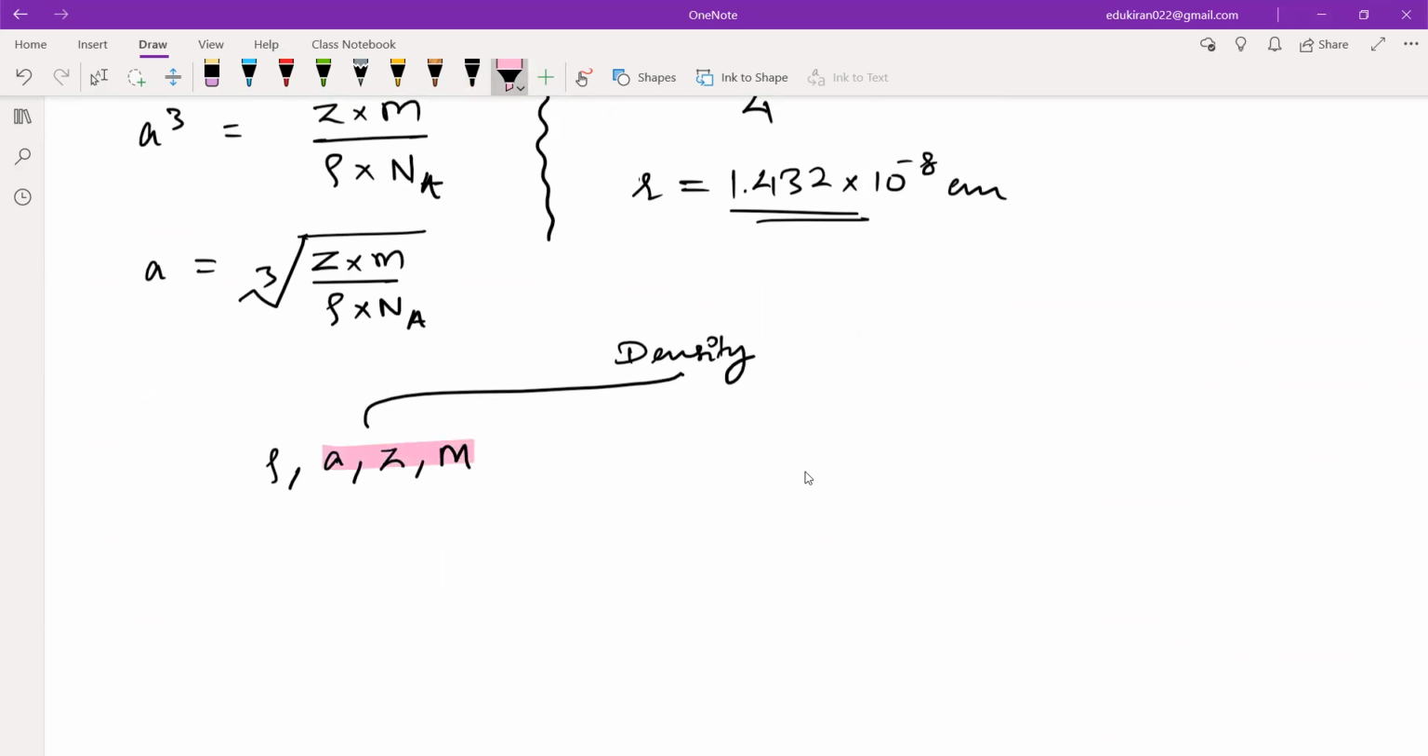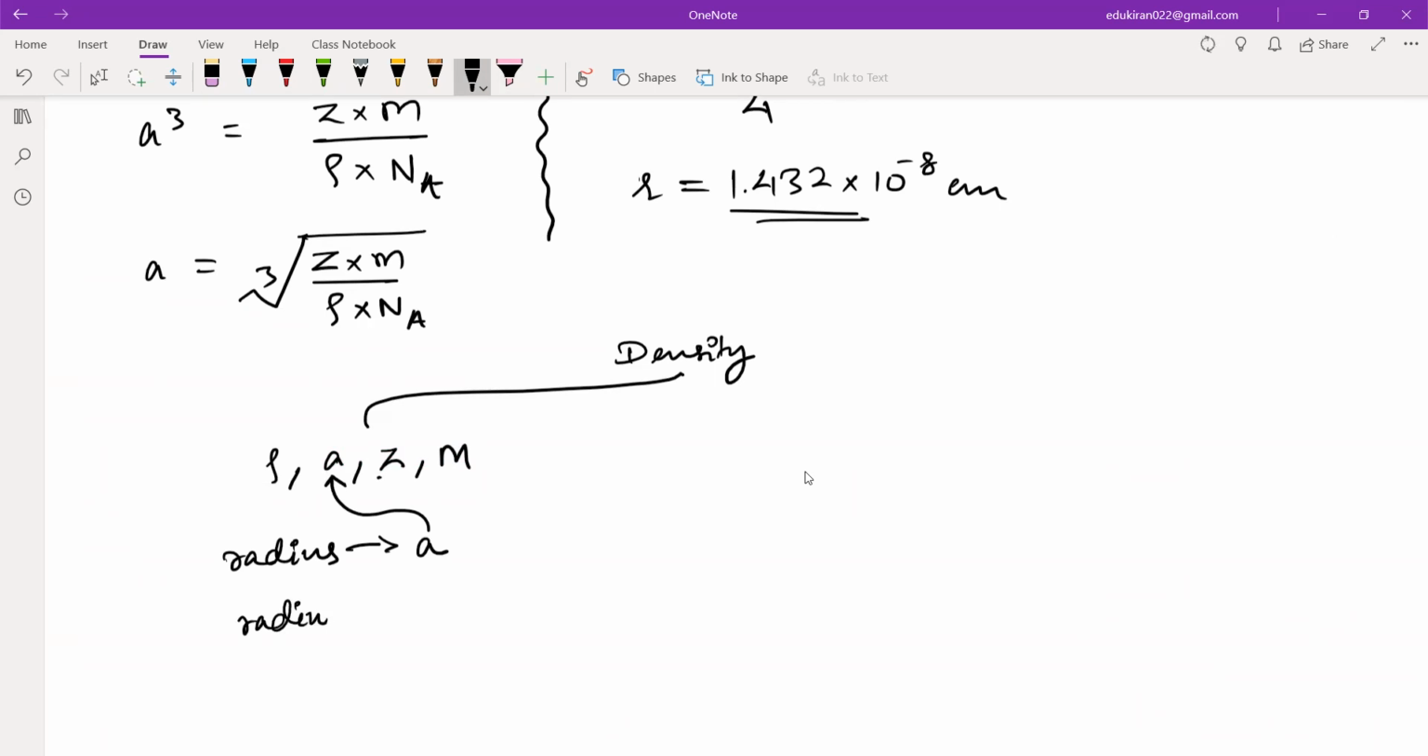They can give you any three of these, and they can ask you the density. Or they can give you the radius, and then they will give you the Z or the type of unit cell. From the radius, you can find the edge length A, and then you can substitute this edge length A here. What else can they do? They can ask you about the radius.